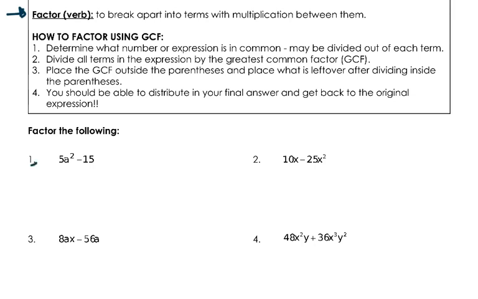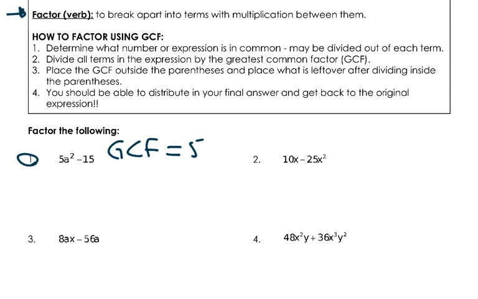If we're starting with number 1, looking at 5a squared minus 15, what would be the common factor? If you're looking at the coefficient here of 5a squared, 5, and the number 15, the greatest common factor between 5 and 15 is actually 5. So we could write that out. Okay, so the GCF here is 5.